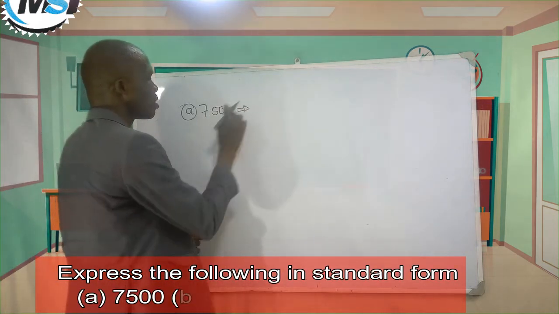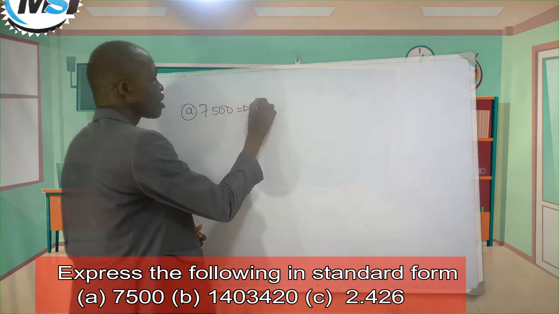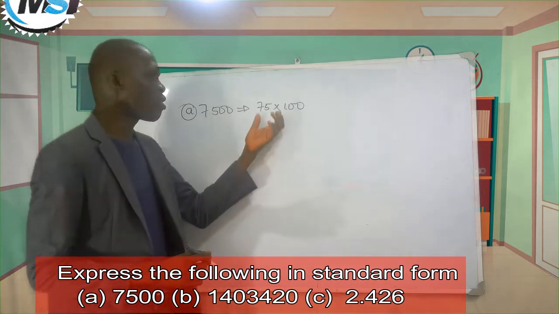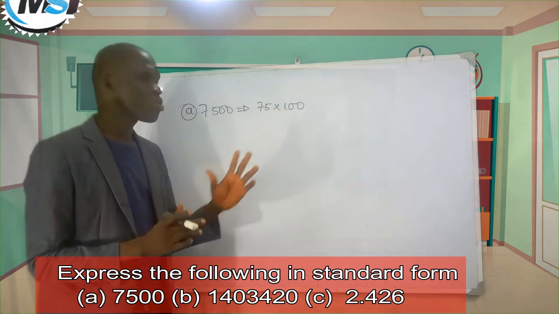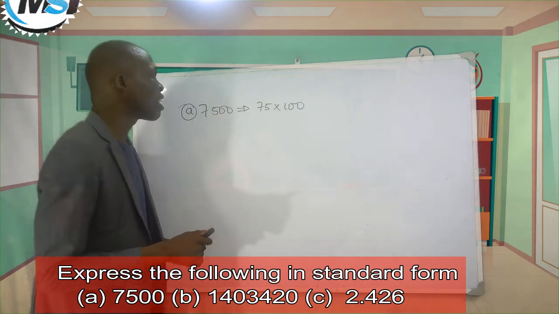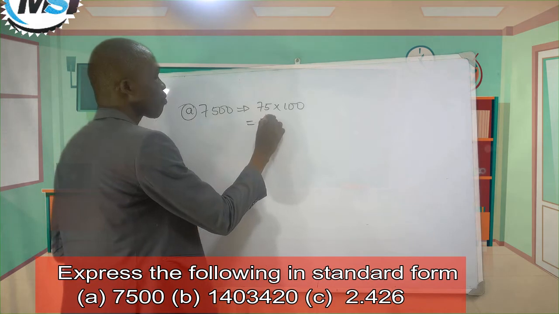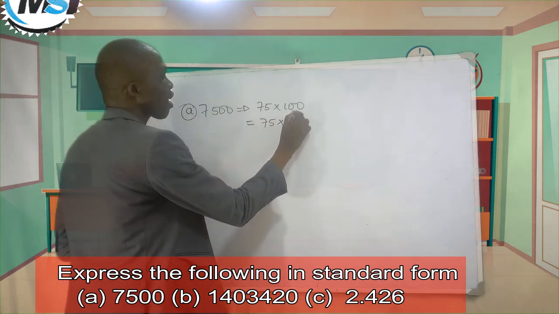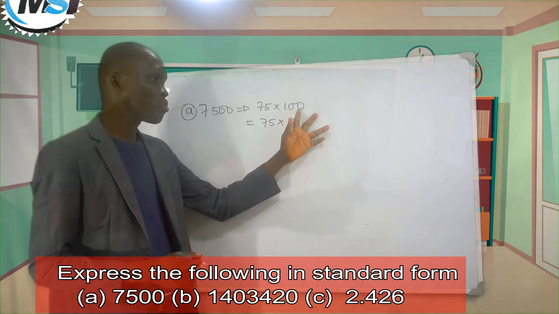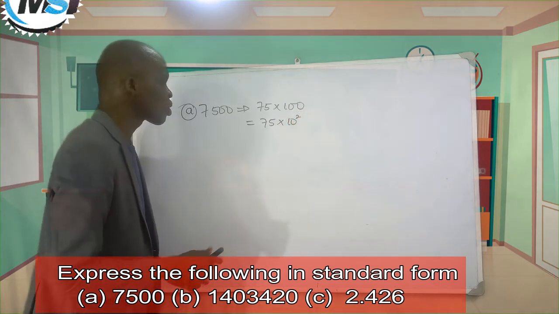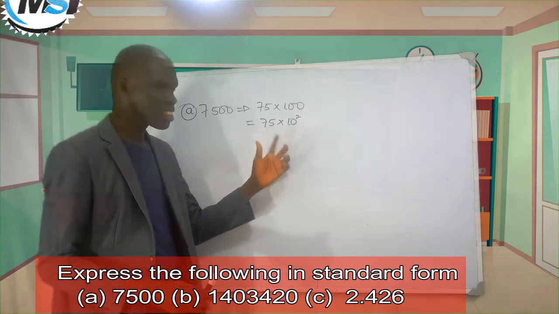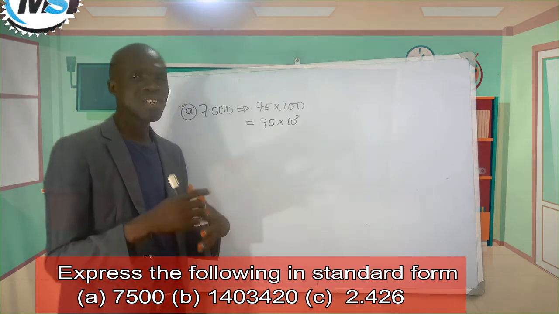Just this will give you 75 times 100. Now, if you look at 75 times 100, it will give us 7500. We also write it like this: 75 times 10 raised to the power 2. How many zeros do we have here? 2. That's why we have raised to the power 2. So this will be in a standard form, but we cannot just leave it like this. We can turn 75 to standard form.